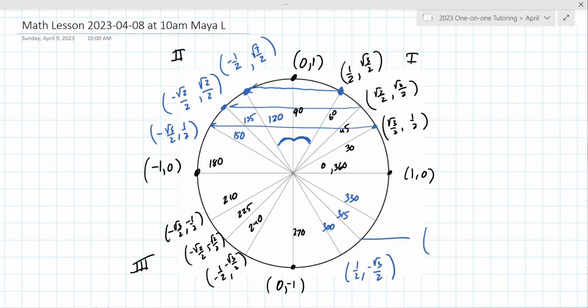Like I said, you negate this point right here. So it's square root of 2 over 2, comma, minus square root of 2 over 2. And then this one, similarly, you're going to negate. So it's square root of 3 over 2, comma, negative 1/2. Or if you prefer, you can go from quadrant 1, dropping straight down on that.